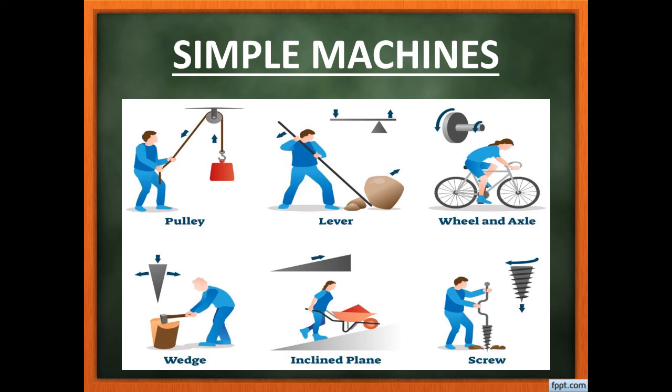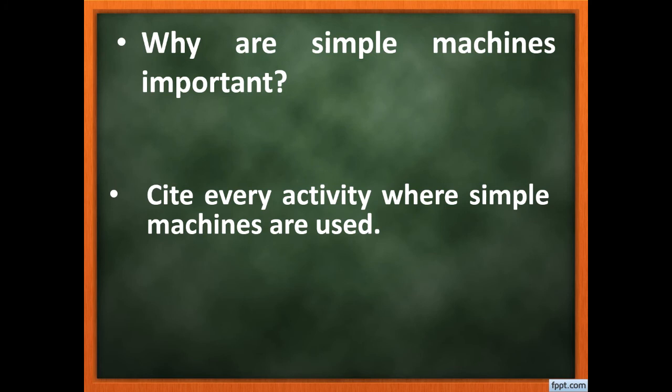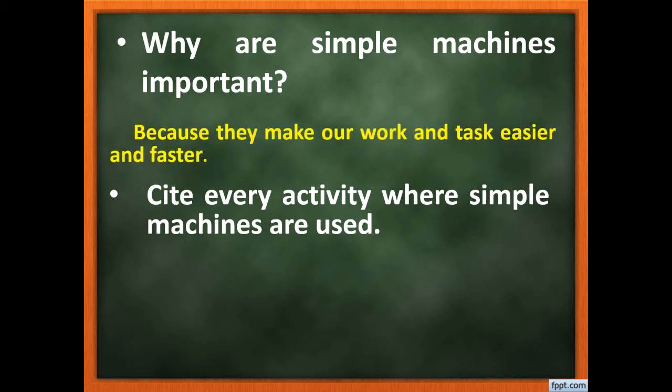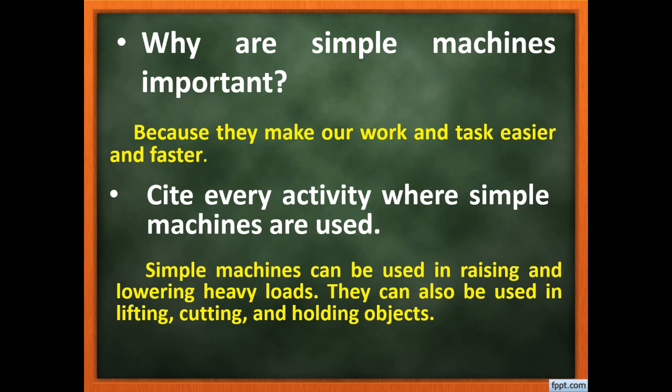To test if you really listened well in our discussion, let us answer some questions. Why are simple machines important? Because they make our work and tasks easier and faster. Cite every activity where simple machines are used. Simple machines can be used in raising and lowering heavy loads. They can also be used in lifting, cutting, and holding objects.